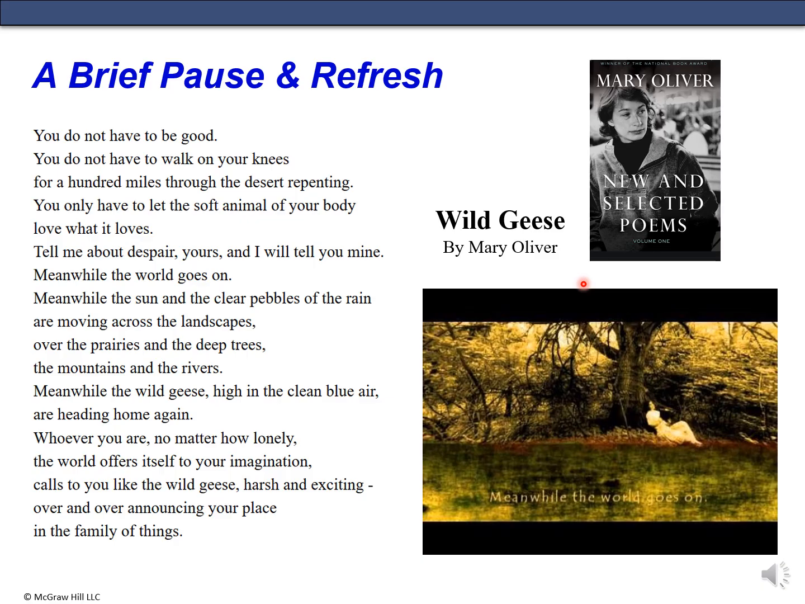Mary Oliver was the poet laureate of the United States at one point, and I love her poetry. I think it speaks to me about dreams and longing and struggles, and so this is one of my favorites. She has another one called The Journey, which we might get to see as well later on.